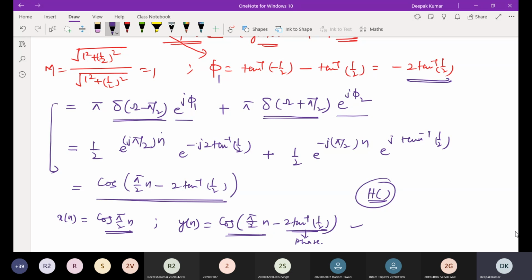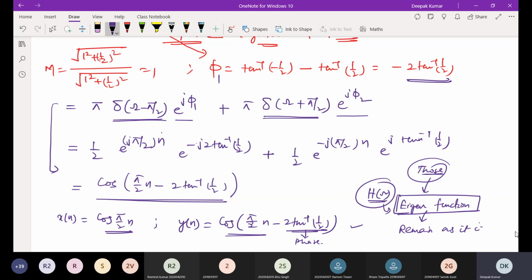So there is a certain set of inputs called eigenfunctions. Eigenfunctions are those functions for which the output remains as it is. Eigenfunctions are those functions which, passing through the LTI system, remain as they are. So this is one concept related to the eigenfunction.